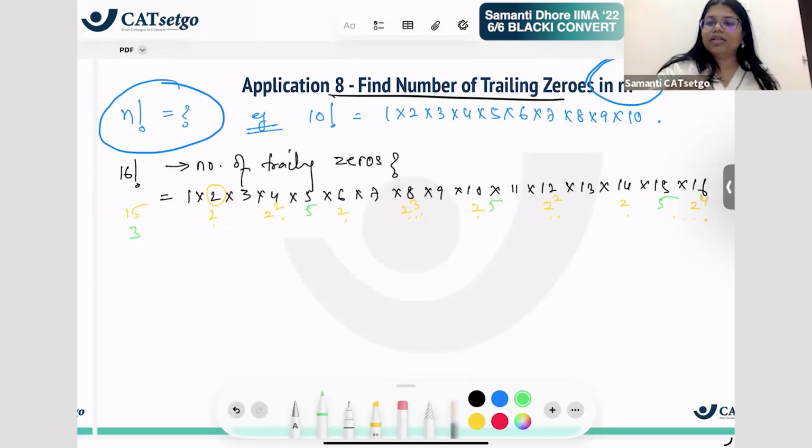Because 2 is a factor of 2, 4, 6, 8. Though every alternate number has 2 as a factor. Well, 5 as a factor will come at a jump of 5. 5, 10, 15, right? It will come after a bigger jump.